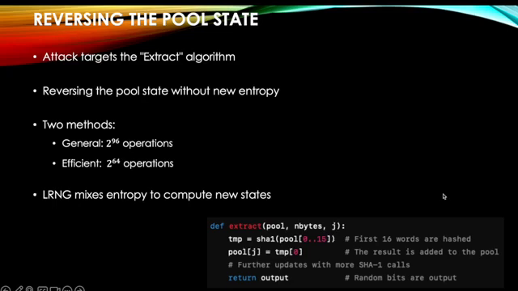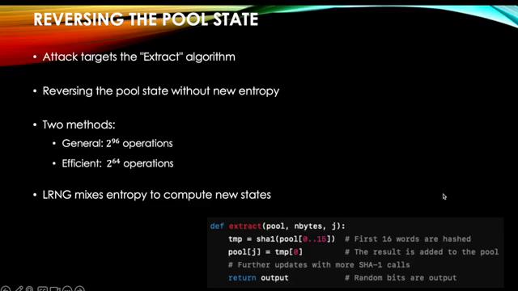How does this attack work? Essentially, the LRNG uses the extract algorithm to update the pool and generate random numbers. If the pool isn't refreshed with new entropy, an attacker can reverse the state of the pool by guessing certain bits. The research describes two methods: a general attack with an overhead of 2^96 operations, and a more efficient attack with an overhead of 2^64 operations.